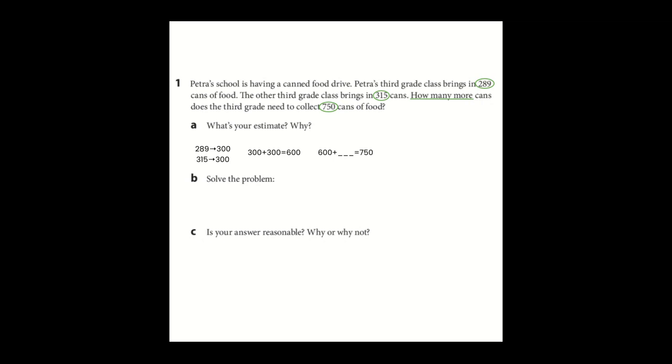So you can think of this like being at 60. If you add 15 to 60, you'll get to 75. So since we're at 600, if you add 150, you'll be at 750. So they need about 150 more cans. The word about there is very important because this is not an exact answer, it's an estimate. So our estimate is about 150 more cans.